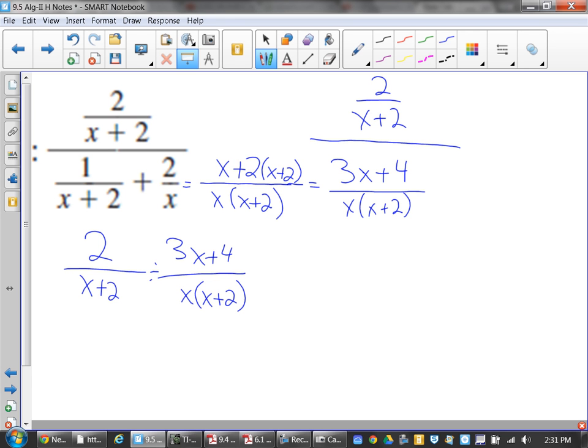Remember, I just rewrote that vertical, nasty-looking fraction as the horizontal division problem that you did yesterday. What do you do to that second fraction? You're going to flip it.